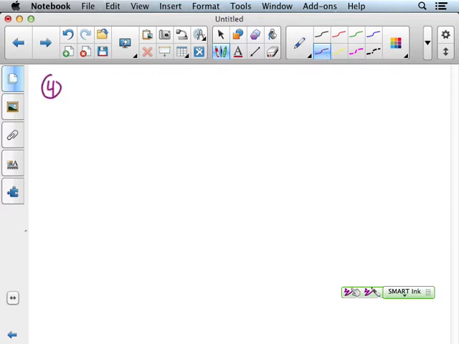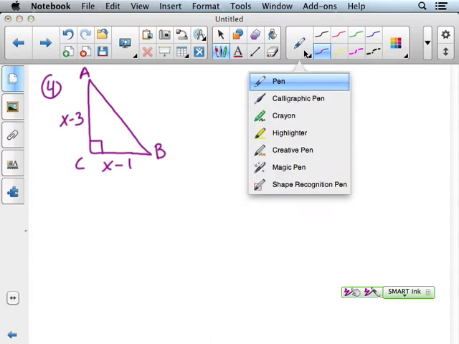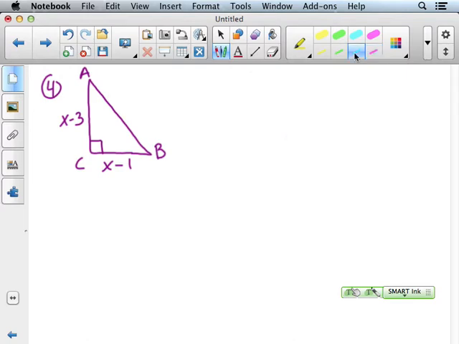Number 4 gives you this triangle here. It tells you this is a right angle, A, B, C. And it tells you that this is x minus 1 and this is x minus 3. And it wants an expression for AB, which is the hypotenuse here.